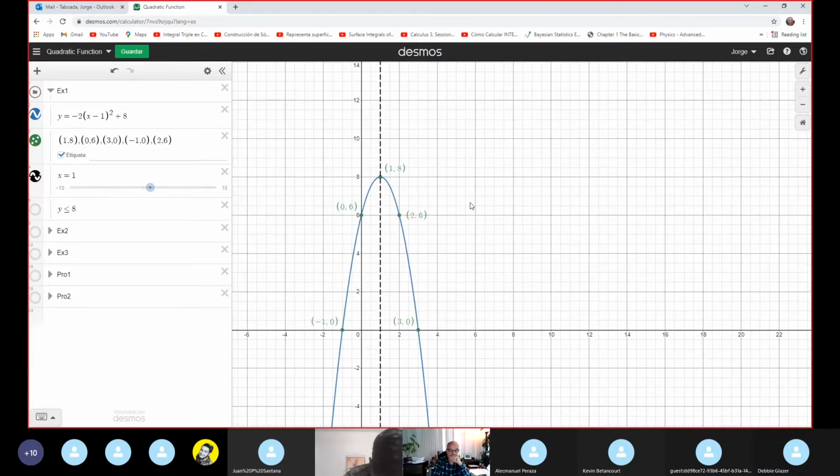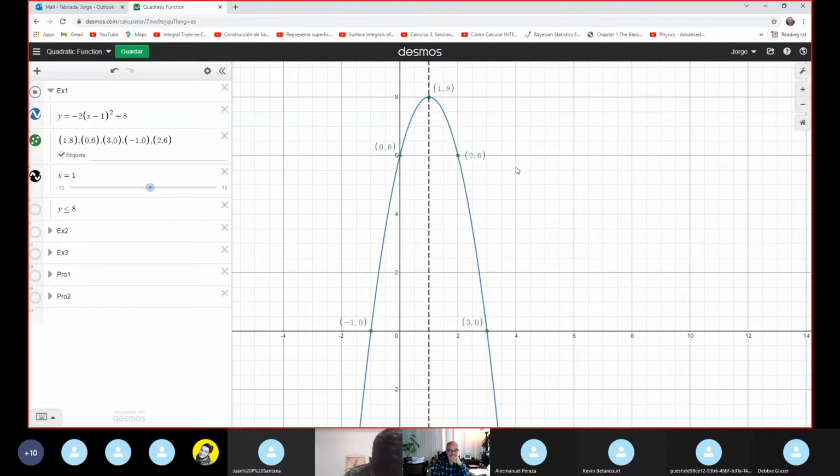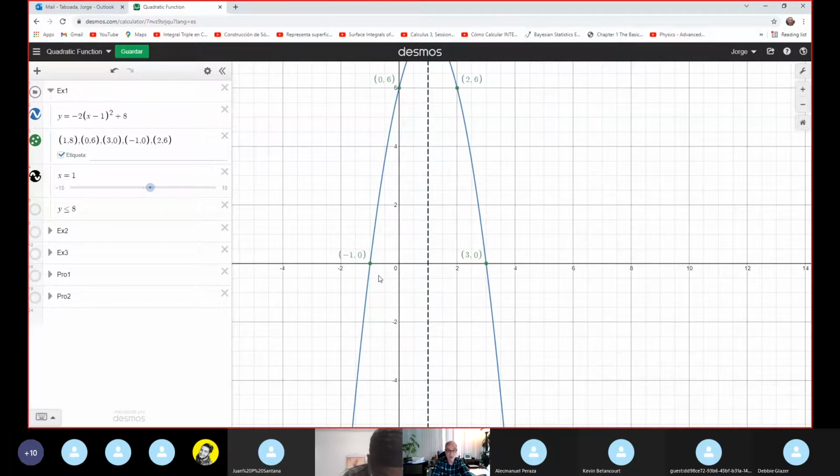Look at that. This is my parabola. My parabola opens downward because a is negative. The vertex is located at the point 1, 8. The y-intercept is the point 0, 6. And this is the additional point we obtain using the symmetry idea, the same distance from 1 in the opposite direction with respect to the axis of symmetry, of course, and the two famous x-intercepts, negative 1, 0 and 3, 0. Wow, fantastic.